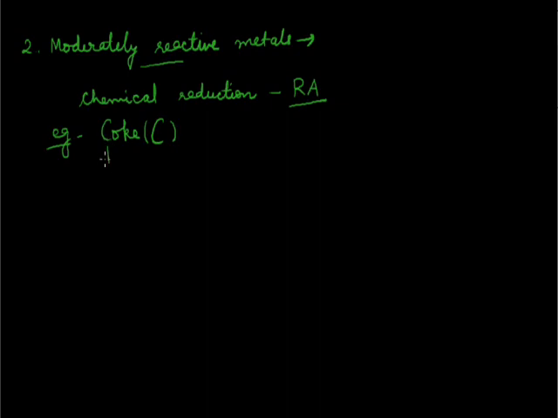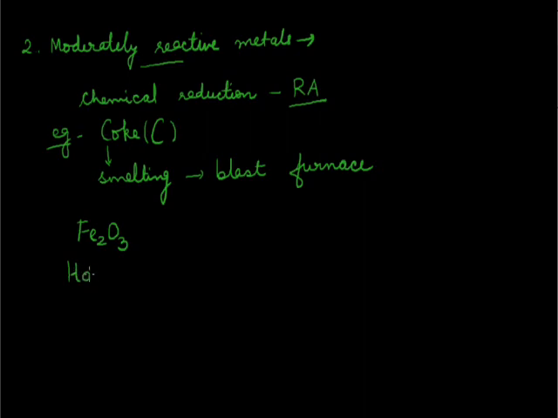Reduction by using coke is known as smelting. This term is very important, commonly asked in a number of exams. The process using coke as reducing agent is called smelting, which is carried out in blast furnace. For example, hematite, Fe2O3. Iron is a moderately reactive metal. Its oxide is reduced with carbon, converts into iron metal, giving out carbon monoxide. So this process is known as smelting.